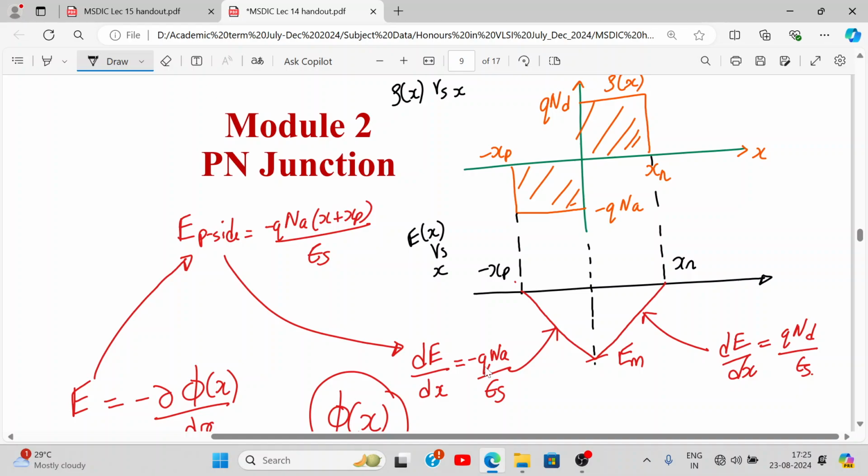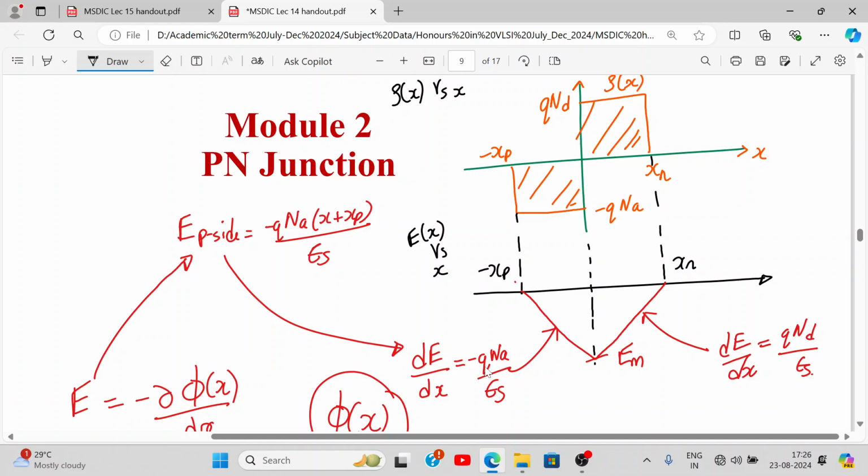So how do we get this curve? By integrating this, we get the electric field. Can you tell me why the electric field is in the negative direction? Because in the P region we have negatively charged ions, and in the N region we have positively charged ions. And the electric field is always directed from positive to negative. So that's why it's reversed, that's why negative.